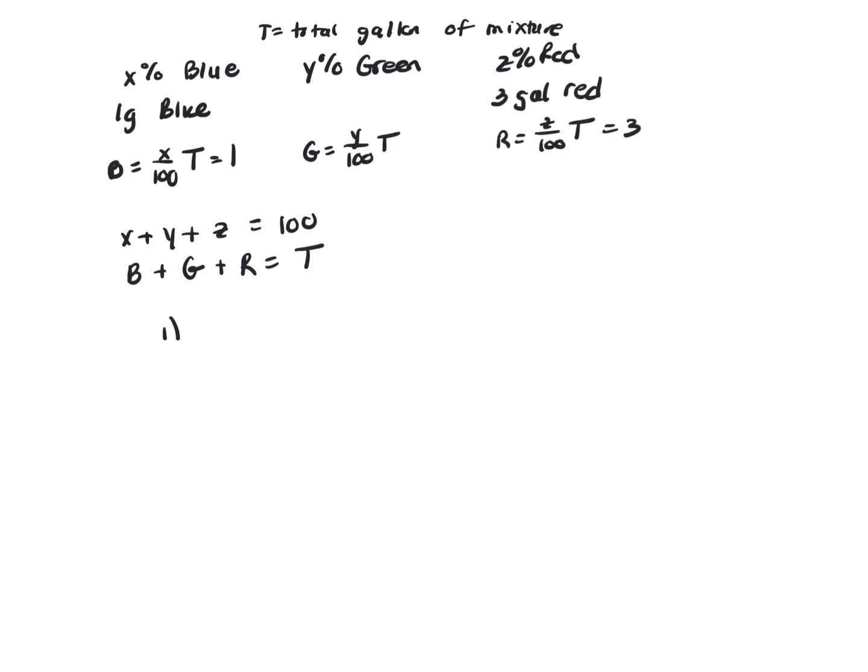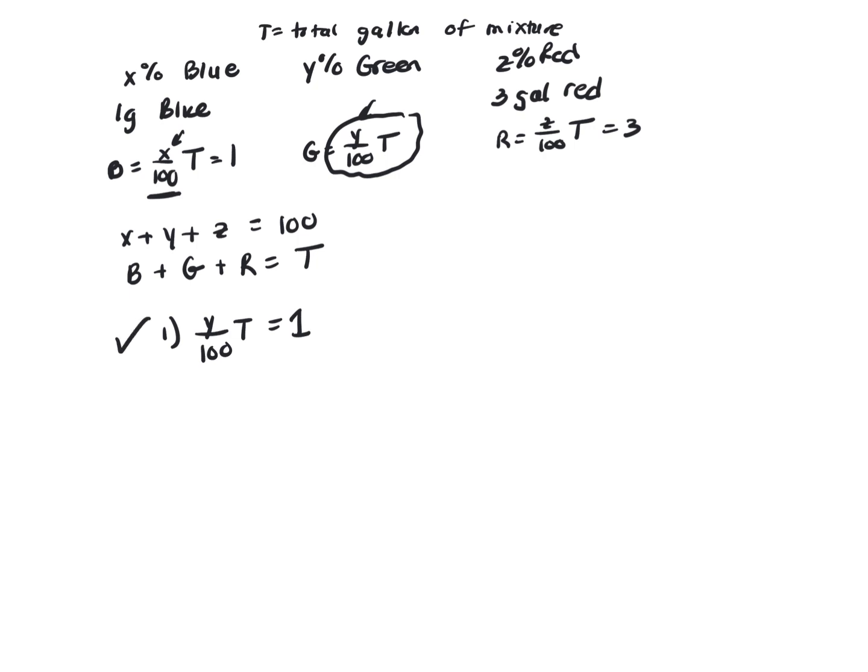All right, so let's look at clue 1. Clue 1 says X equals Y. So substitute: you've got X over 100 times T, that's the same thing as Y over 100 times T. That equals 1. So what we're trying to figure out is the amount of green. The amount of green is Y over 100 times T. And we know that equals 1 because we had 1 gallon of blue paint.